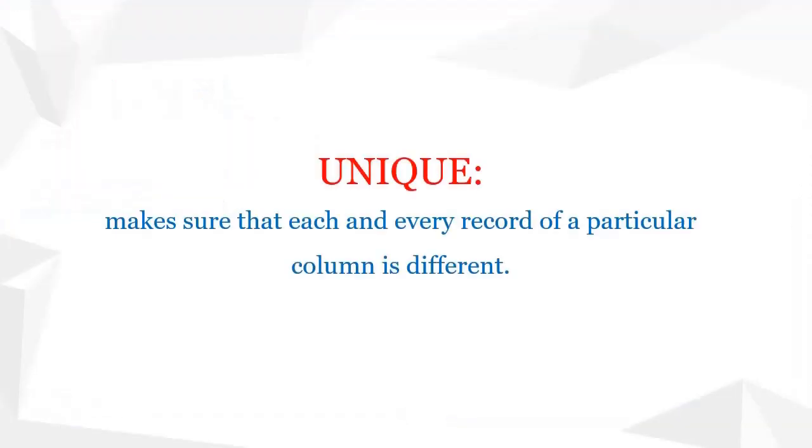Okay, the next constraint after not null is the unique constraint. The unique constraint, by the name itself, suggests that it makes sure that each and every record of a particular column which you have provided the unique constraint is different. That is, each and every row is different for that particular column. If you give the same values for that column for any two rows, the interpreter will provide an error. Okay, so let us see its working on our SQL workbench.